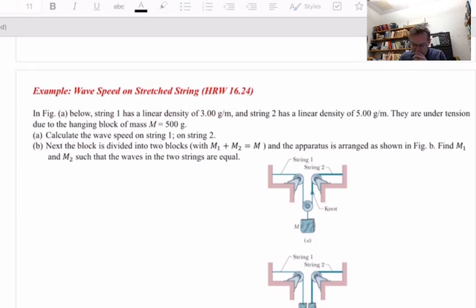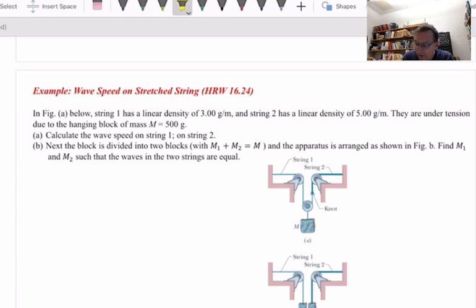Here's the scenario. In figure A below, we've got 3 pulleys, a big block of stuff, and two strings. String 1 on the left has a linear density, that's the mu, of 3 grams per meter. And string 2 has a linear density, mu, of 5 grams per meter. So string 2 is more dense than string 1. And if I look at my drawing, it looks about right, because string 2 looks thicker than string 1. They're both under tension due to the hanging block, that big old block there, of mass big M equals 500 grams. And the two strings are tied together with a knot at their ends that you can see there.